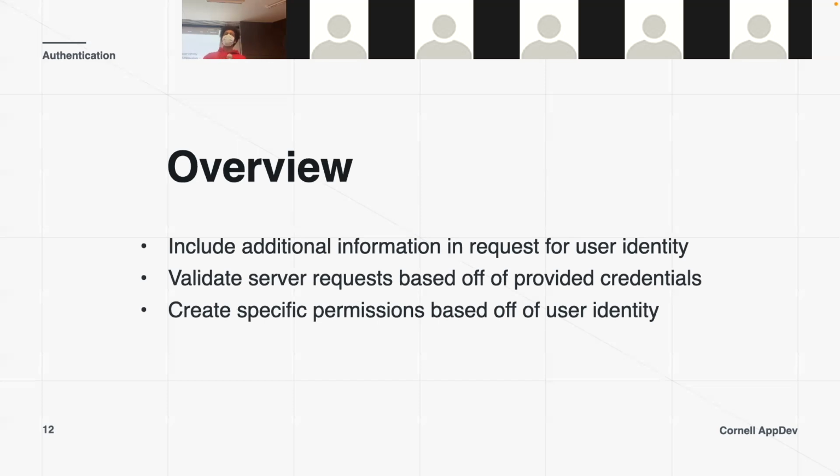So an overview on authentication. To authenticate a request, we would normally include extra information to verify the user's identity. We validate the server request based on these provided credentials. And then we will create these specific permissions for the user based on the identity of the user.